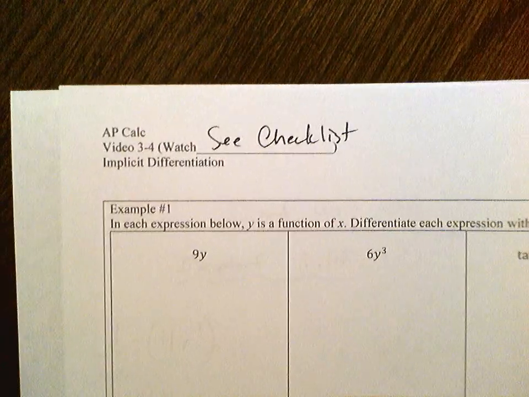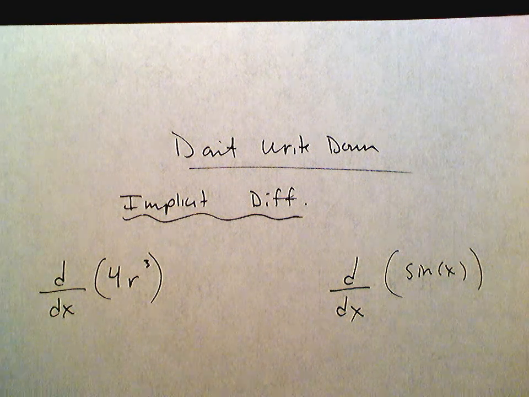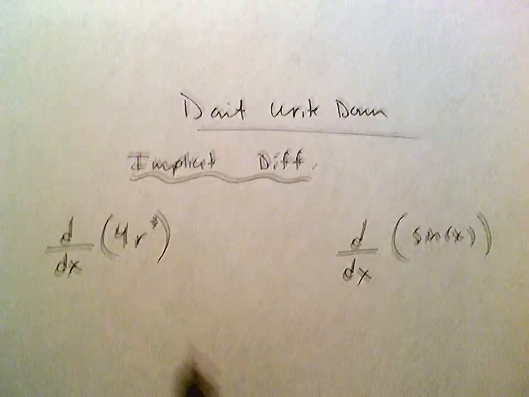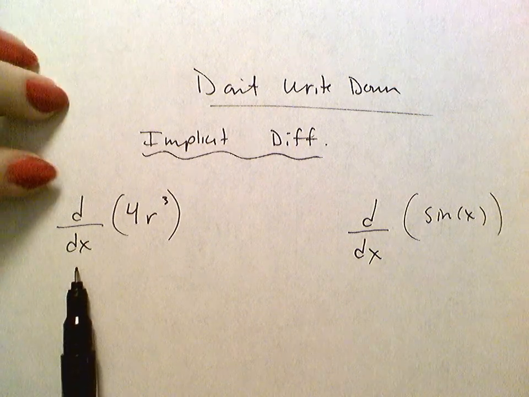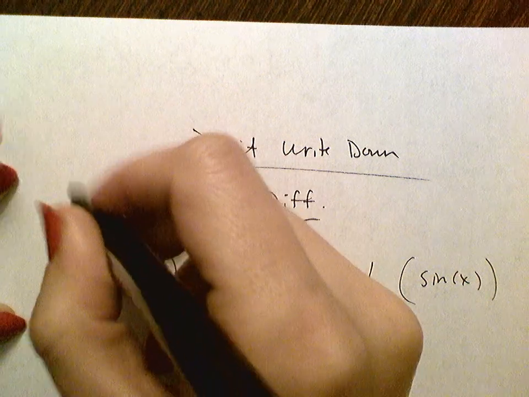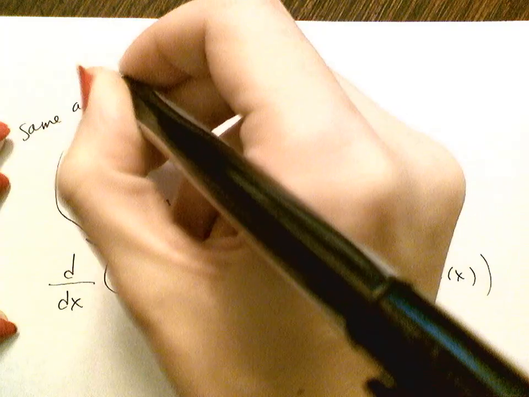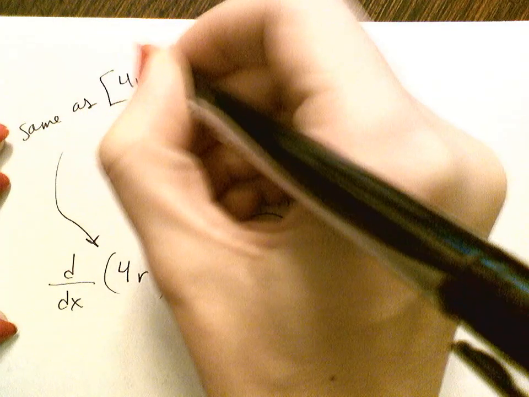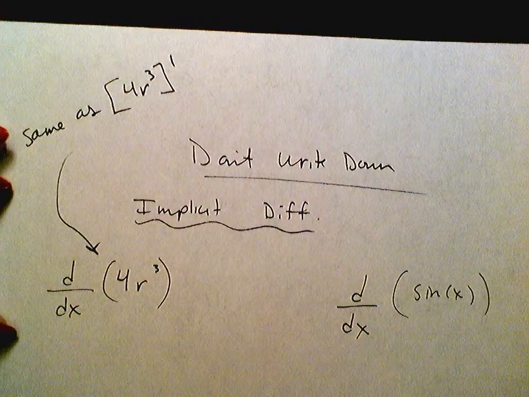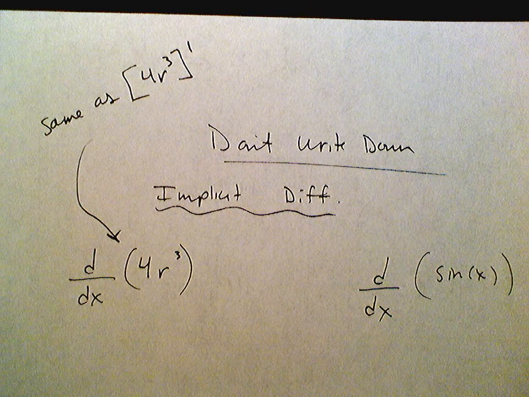Before we jump into it, I want to do a few examples with you that I'd like you not to write down. So don't write these down. All right, so this first one, d dx just means that you're taking the derivative. Let me say right here that this is the same as if I went 4r to the third prime or something like that. So these mean the same exact thing.